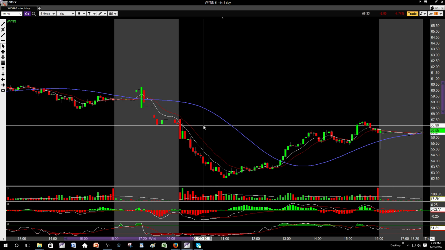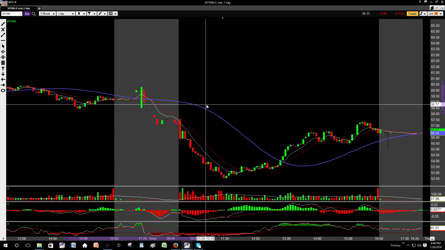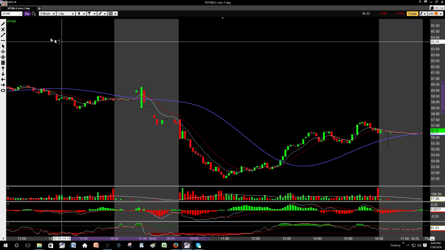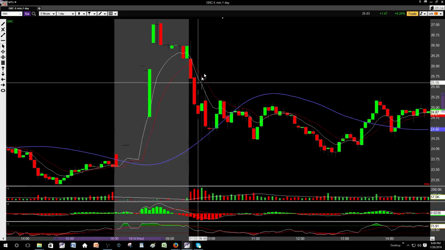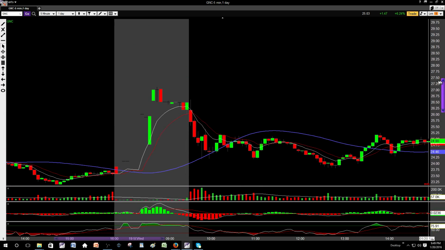How do you play this? How do you play this according to when you want to get entries or exits? Let's pick something else. Find me something else that was gapping down or gapping up this morning. Okay, this thing. Okay, fine. How would you play this?